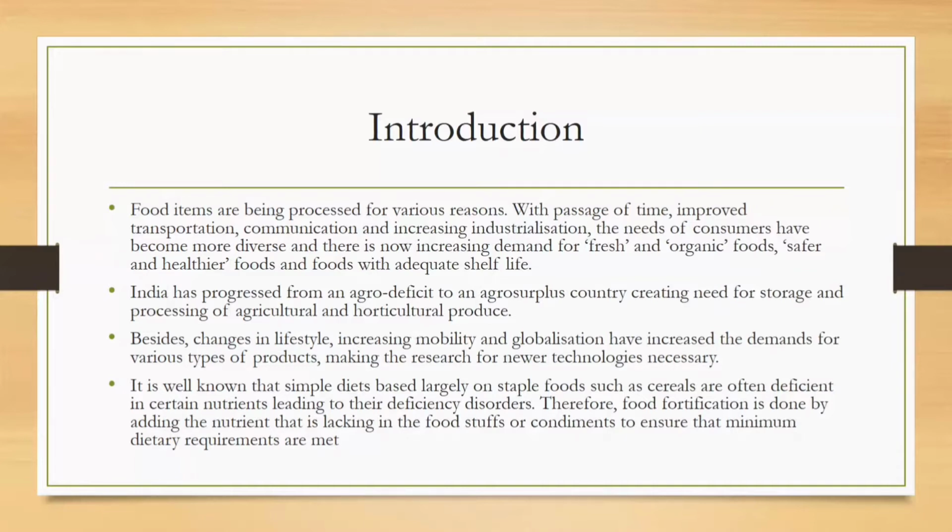India has progressed from an agro-deficit to an agro-surplus country, and this has led to the need for storage and processing of agriculture and horticulture produce. If there is a lack of storage or processing facilities, then the crops or food items being produced would be wasted and would get spoiled. So there's a great need for storage and processing of agriculture and horticulture produce in the present era.